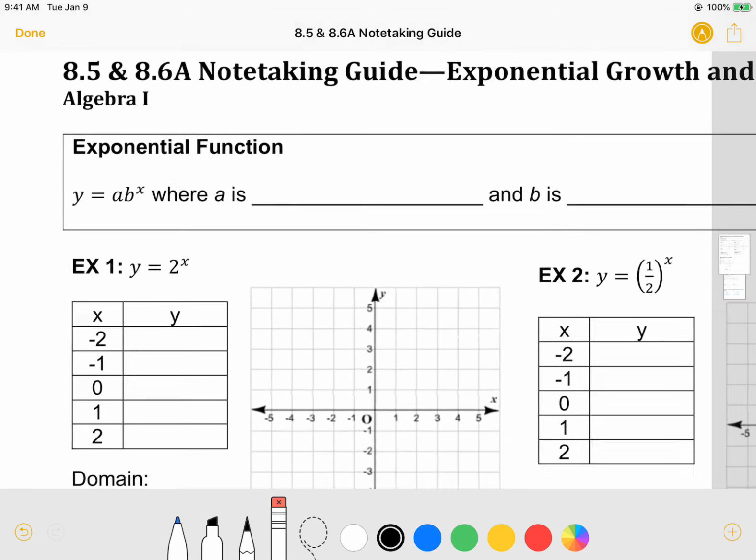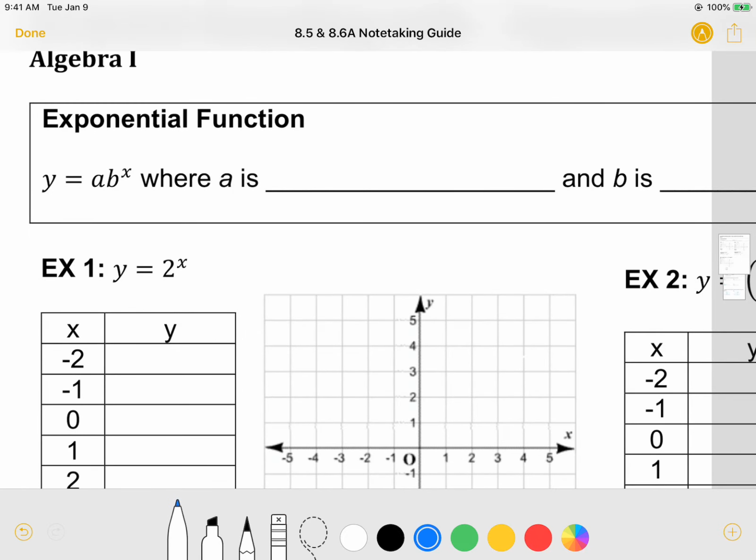Okay, so let's jump right in here. What I want us to talk about first is just the general form of an exponential function. So that's going to look like y equals ab raised to the x power. Okay, now each number in this function is going to tell us a lot of important stuff about our graph.